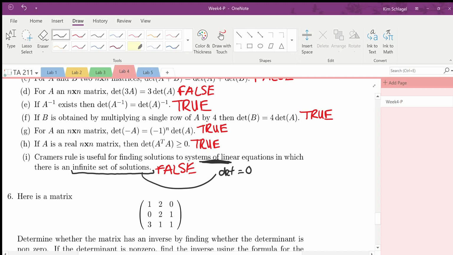So in this case, we can't use Cramer's rule to solve a system of equations that has an infinite set of solutions, because we can't even use the determinant here.